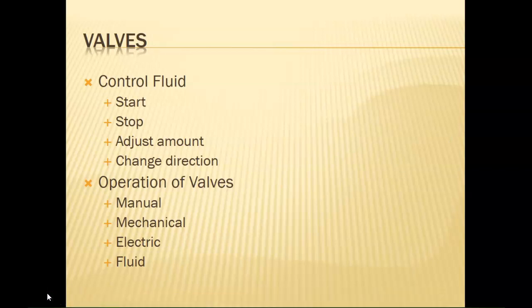So valves. The whole point of a valve is to control the fluid and move it where it needs to be. Because do we always need a cylinder to be extended? No. Sometimes we need it to retract, and sometimes we need it to do something different. So the whole purpose of valves is to do so. The operation can be manual, mechanical, electrical, or fluid. In other words, we have several different ways to make this happen, either in person or remotely. Does that make sense?